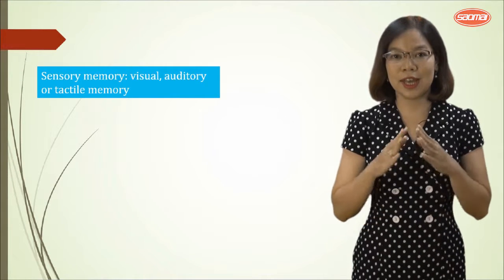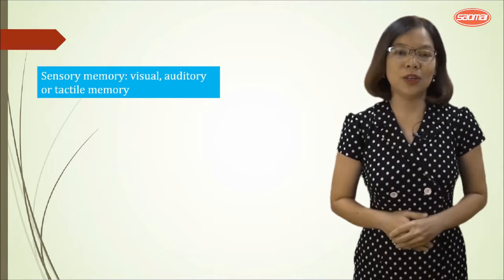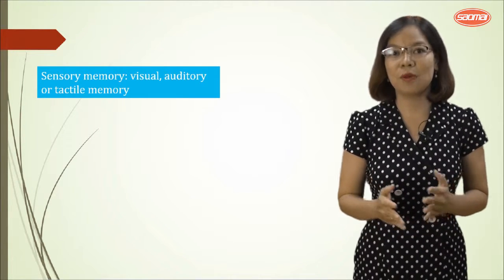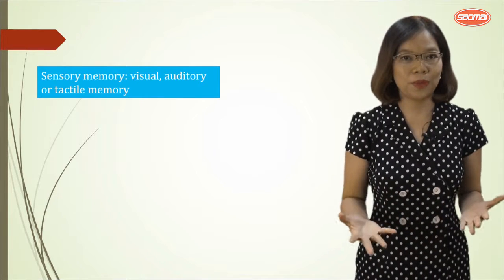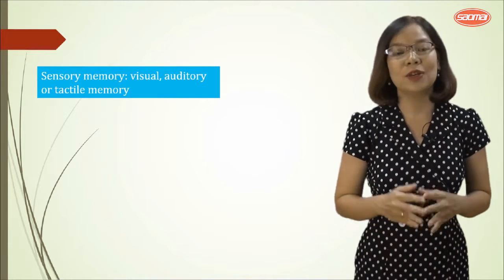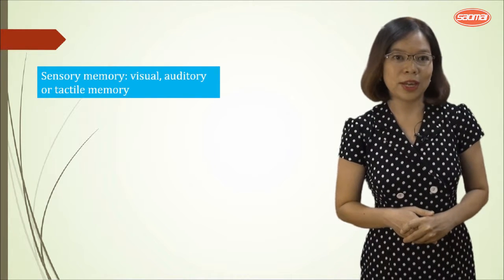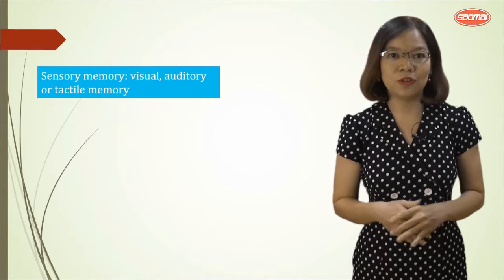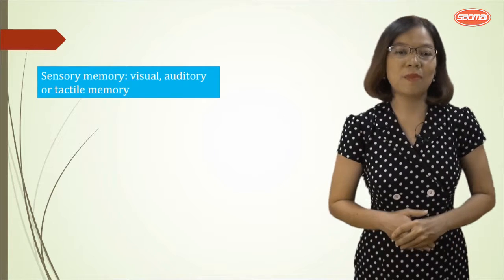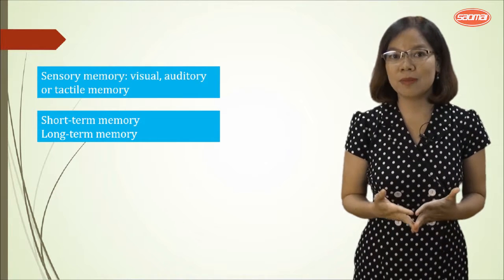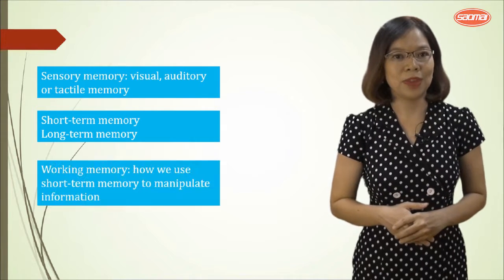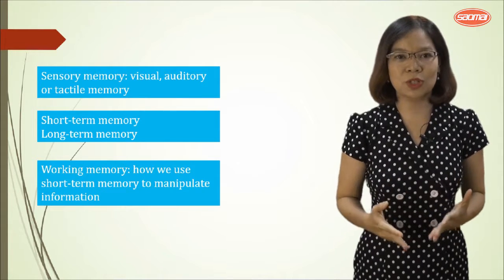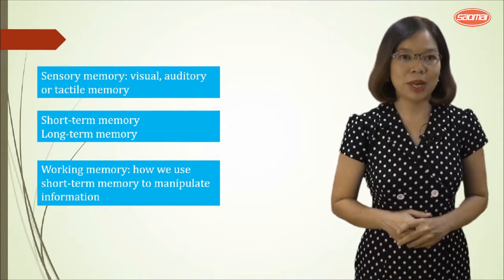First, I want you to look at exercise 15A in your book. You have a text, and after reading the text, I want you to answer the questions that follow. But before reading the text, you look at three types of memory. So first we have sensory memory. It is related to visual, auditory or tactile memory. And then we have long-term memory and short-term memory. And then we have working memory. It means how we use our short-term memory to manipulate information.